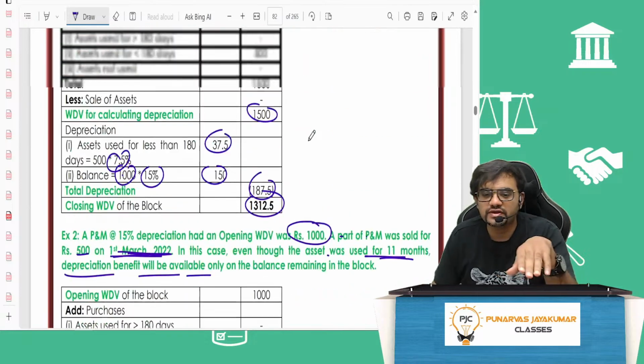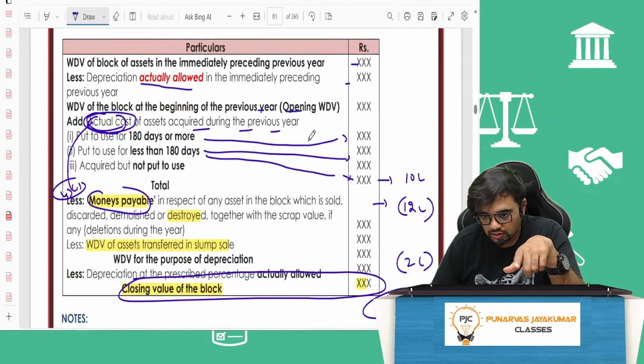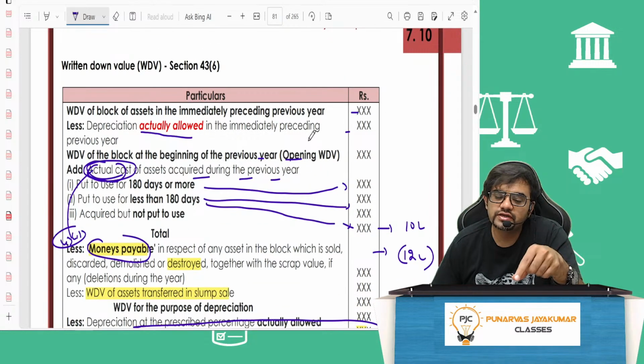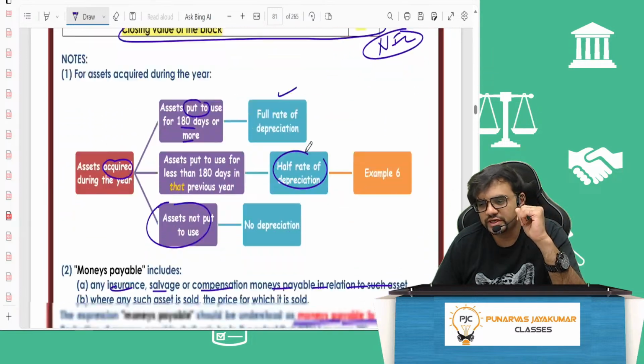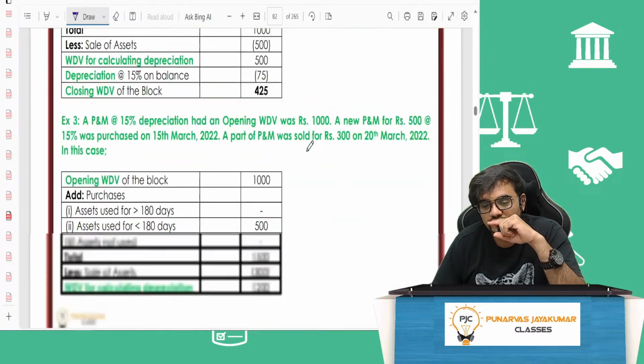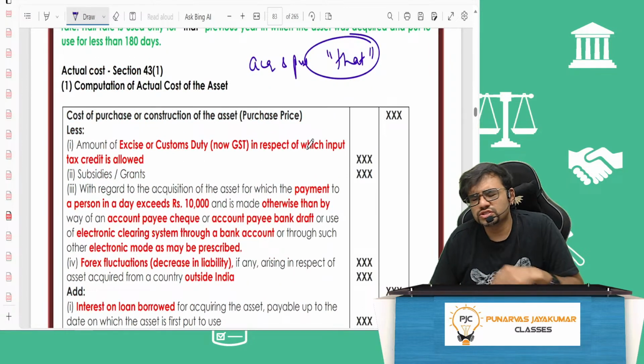Before that, we had seen the monies payable. Actual cost is what we need to see now. This is again very important. A lot of explanations are there in that. But before that, we will see the entire structure of actual cost.